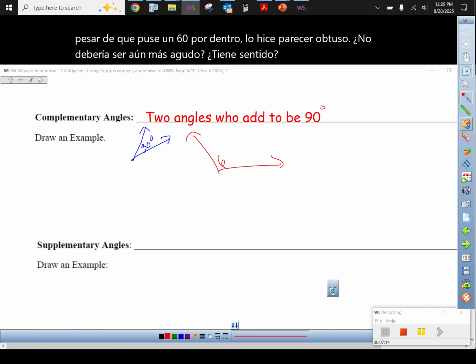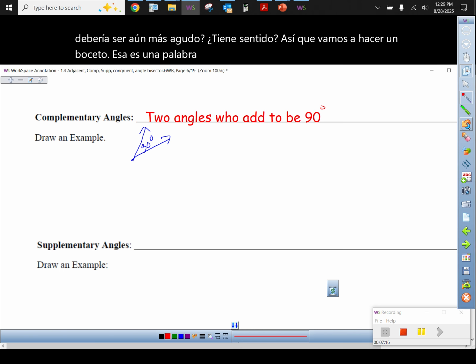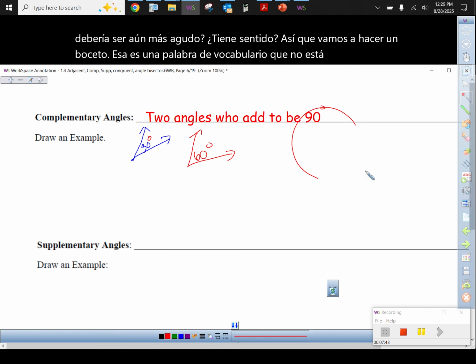That's a vocab word that's not on your sheet, but they'll mention it on some homework and some quizzes. It's called the complement of that guy. When I had a 30, the 60 was the other angle it had to be to be complementary, so that's called the complement. Tell your neighbor, what did we draw? Adjacent or non-adjacent complementary angles. What do you think? Non-adjacent.